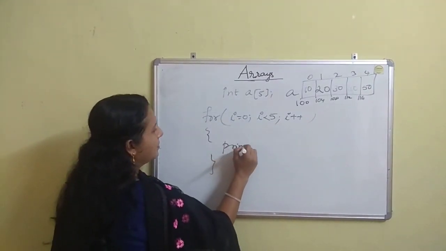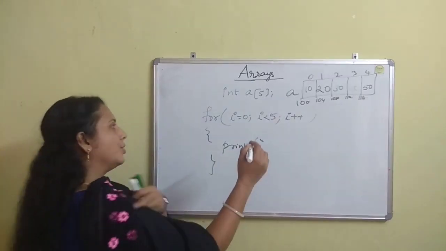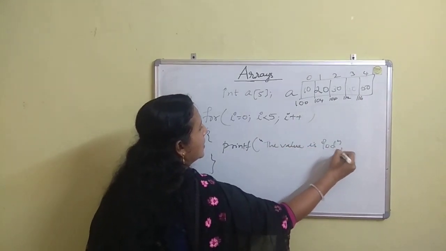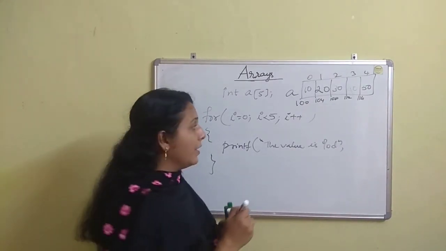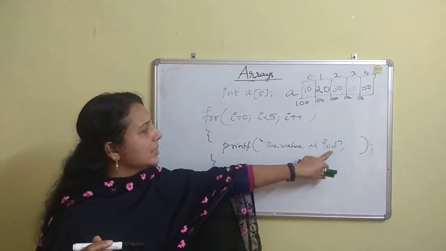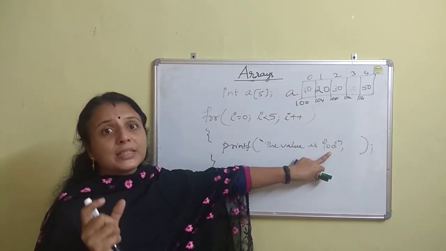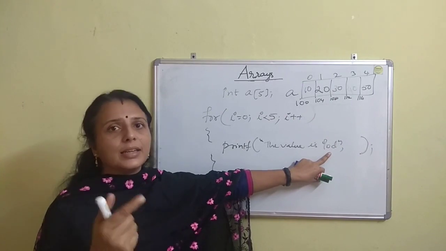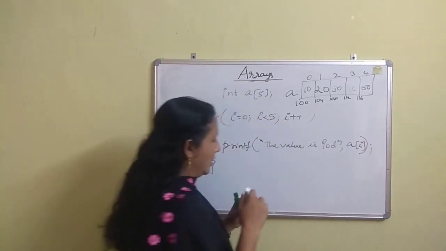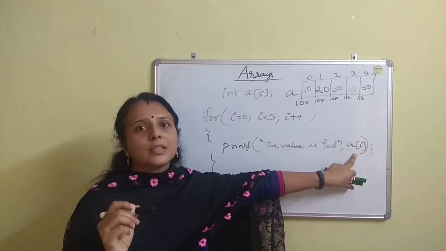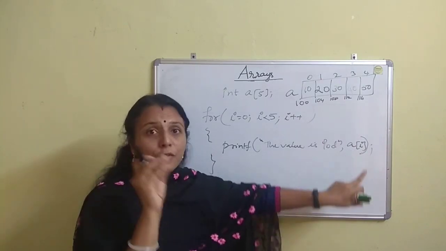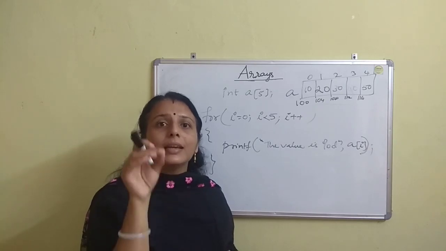So printf is there, and what you have to do here? Suppose the statement that should appear on the screen is the value is. So the value is this percentage d will contain that value, which is present in the array's ith index. So that has to be represented by A of I. Here you don't have to represent ampersand. Why? Because when you are providing ampersand, it is pointing to the address of that ith index. And here A of I is pointing to the element which is present inside the ith index.